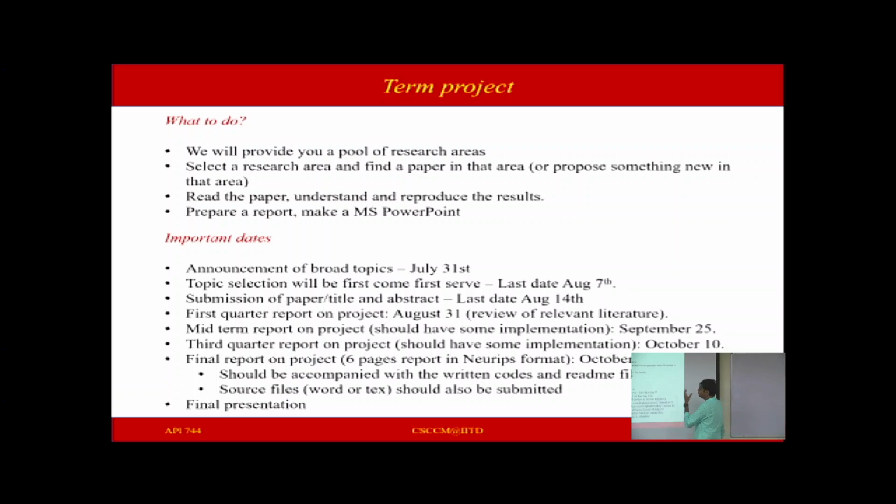Now, what kind of paper should you select? Obviously a paper where data is available, because you don't want to spend time generating data. So select a paper where data is available. There is an abundance of such papers in machine learning. So select papers like that, and then it's straightforward. Read the paper, understand it, reproduce the result, prepare a report, make a PowerPoint. Okay. So basically it's all about reproducing a paper and presenting it so that we know how much you have understood. That is the big level idea. Okay.